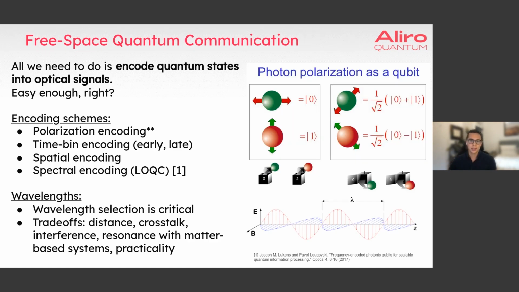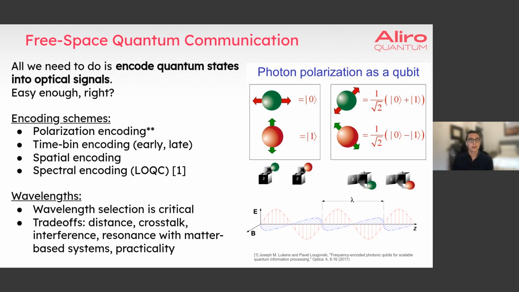Okay, so how do we actually do the encoding? There's no one-size-fits-all, no single recipe here for the best encoding. I will say the most popular encoding is polarization encoding. And here we're using what's called the discrete variable encoding. So we're encoding a quantum state into the polarization of a single photon.